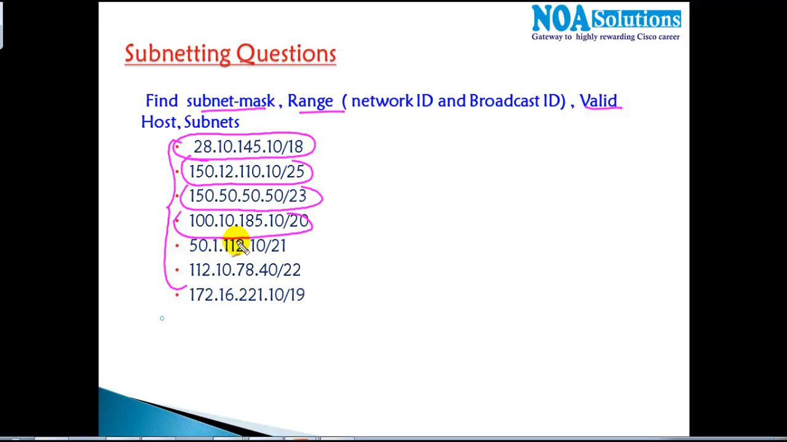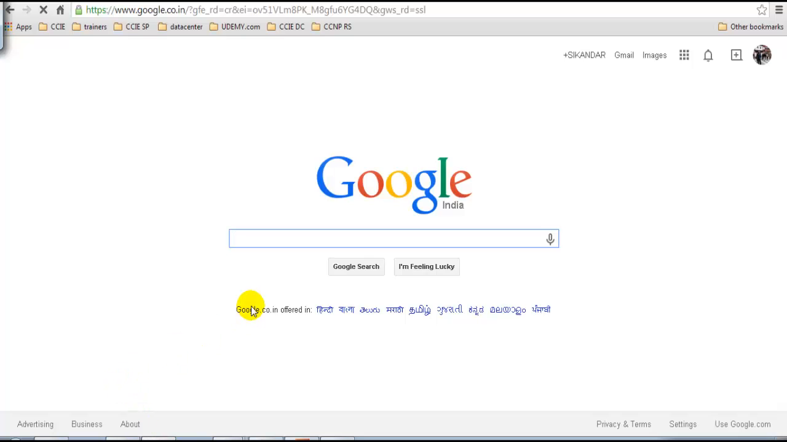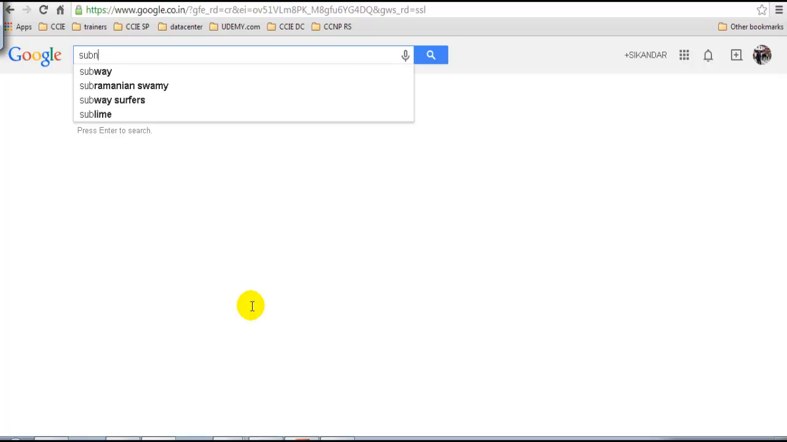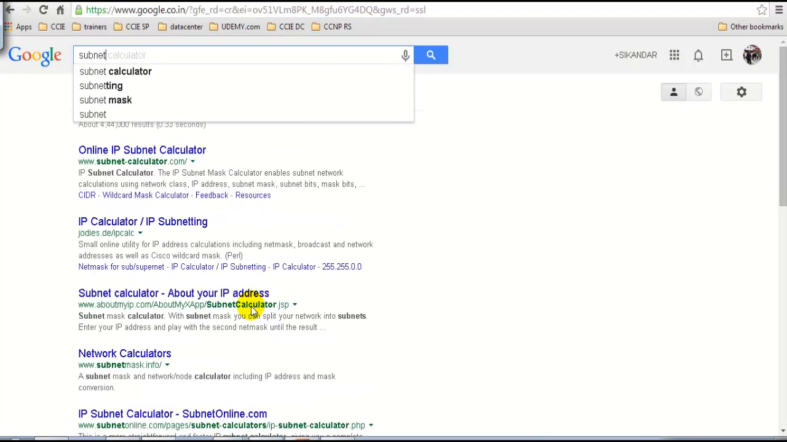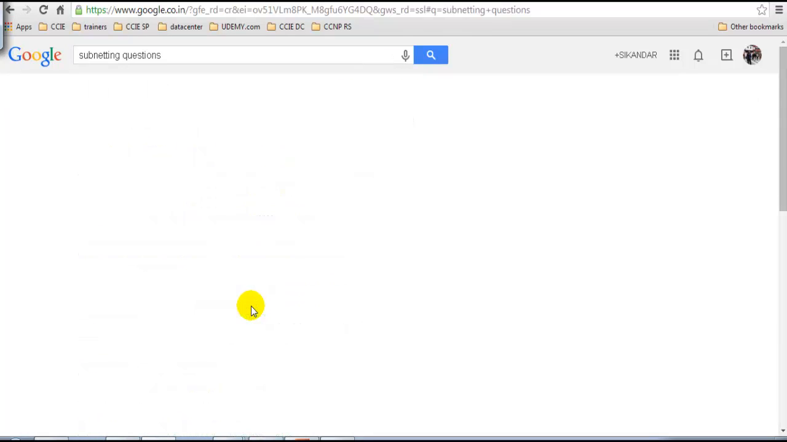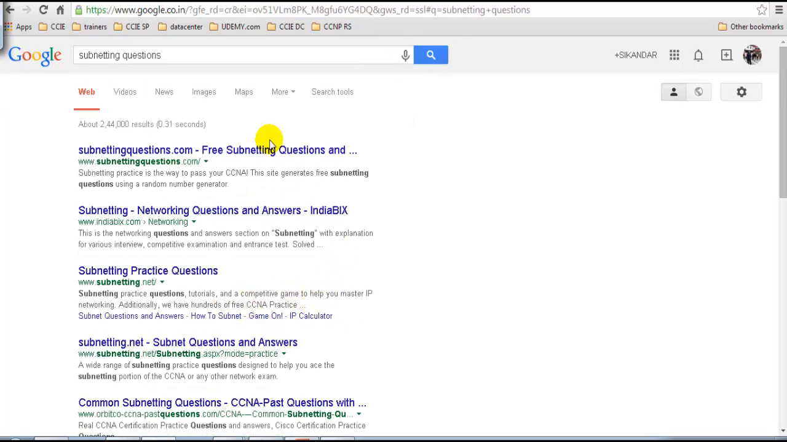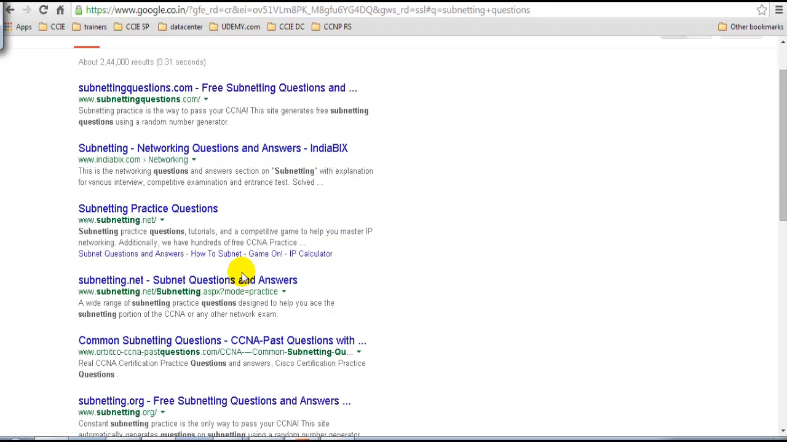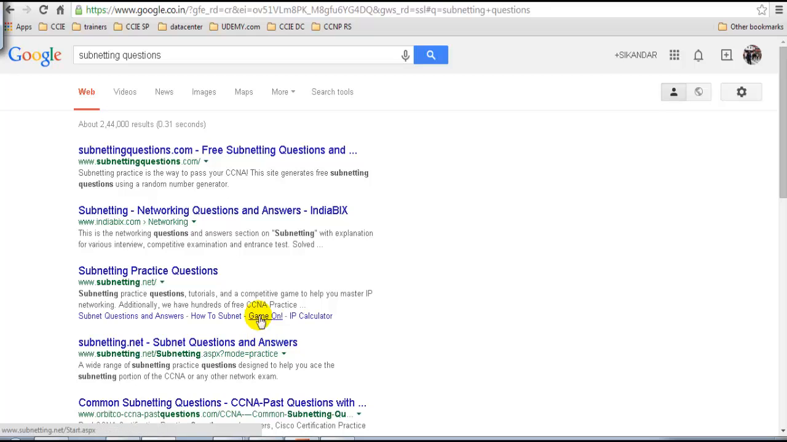And apart from that, if you want to understand more subnetting questions, just go to google.com and you will find some subnetting questions, and even some subnetting calculators for calculations. You will find different kinds of subnetting questions. You can go through any one of these websites and answer them.